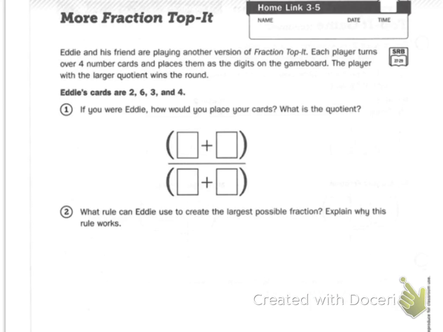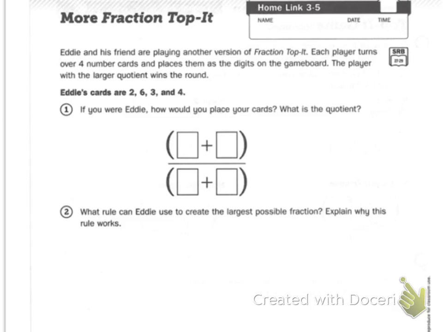More Fraction Top It. It says, Eddie and his friends are playing another version of Fraction Top It. Each player turns over 4 card numbers and places them as digits on the game board. The player with the larger quotient wins the round. So if you were Eddie, how would you place your cards? What is the quotient?